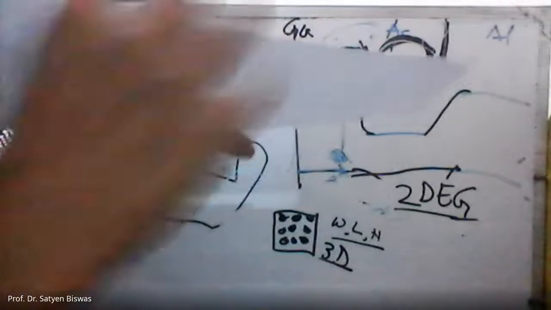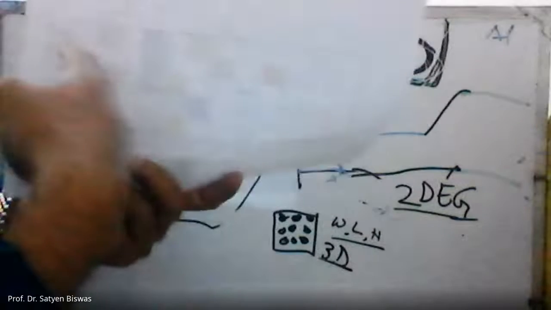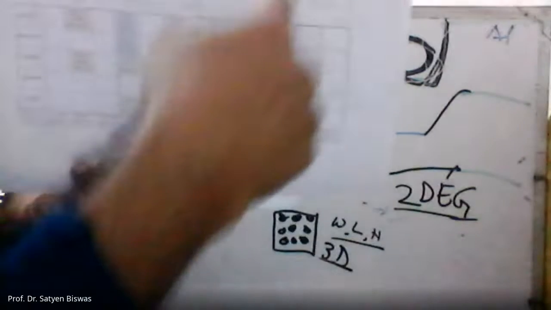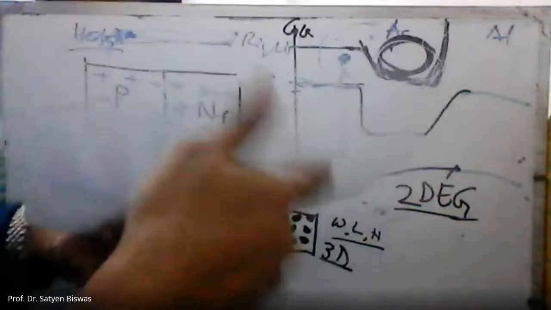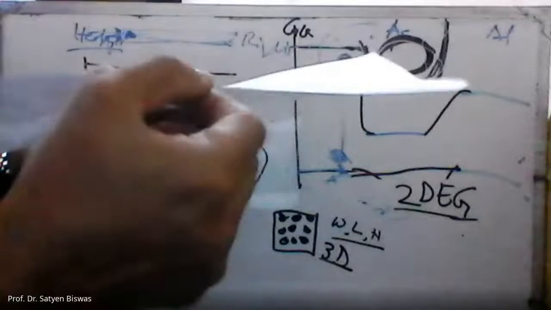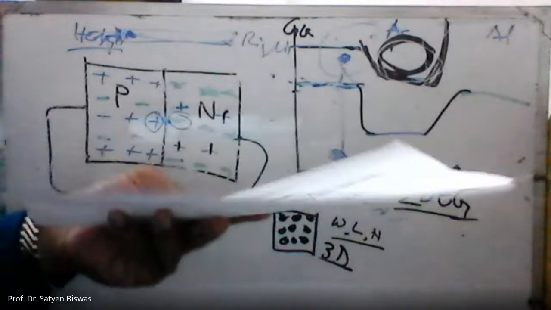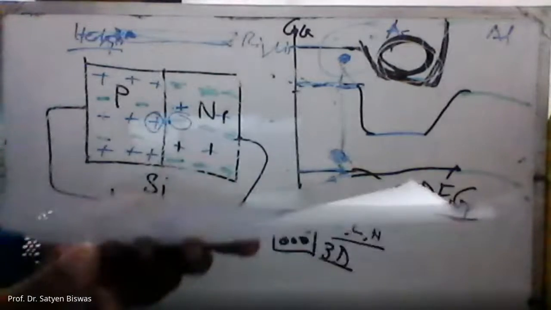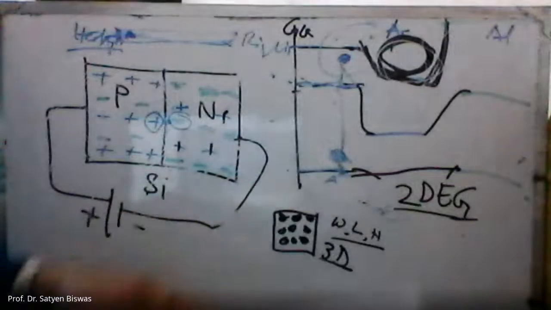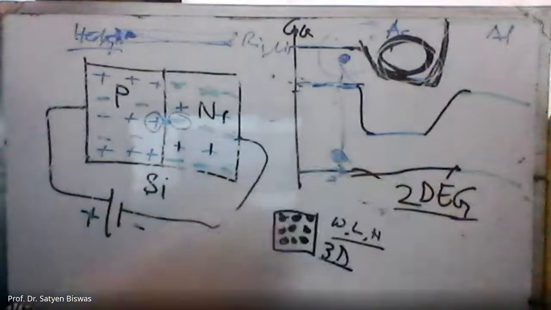Let's say this is length, and this will be width. There will be only length and width. The thickness is very slim, so we can consider it to be zero. So then it will be considered a two-dimensional electron gas, right?